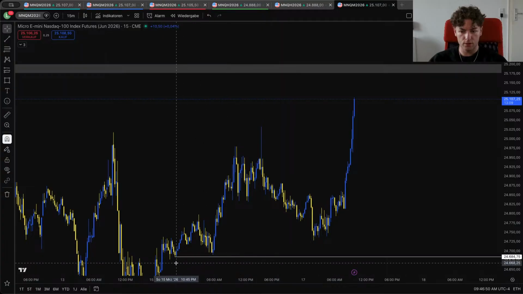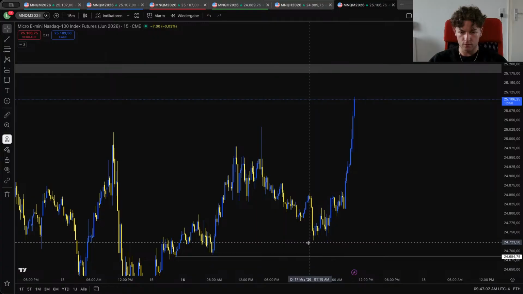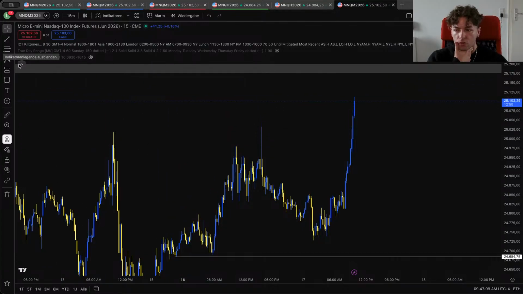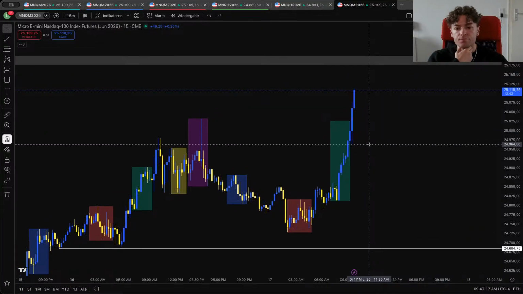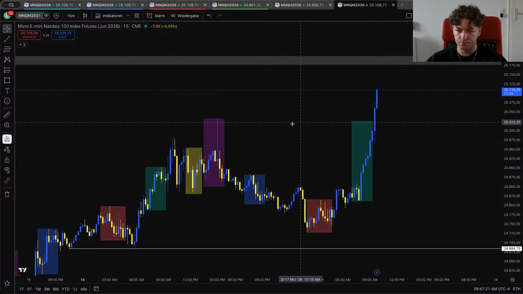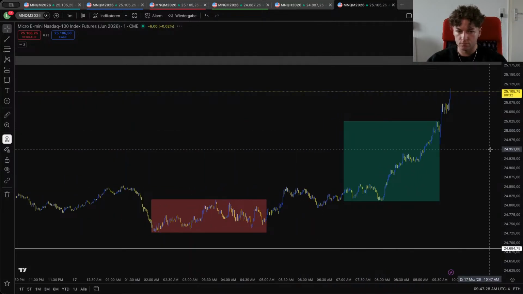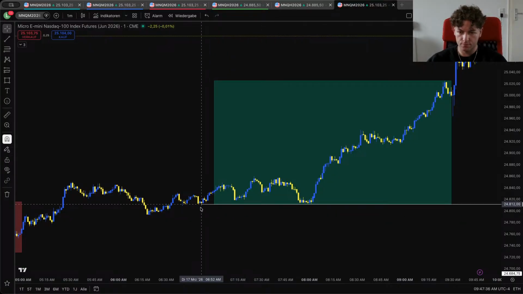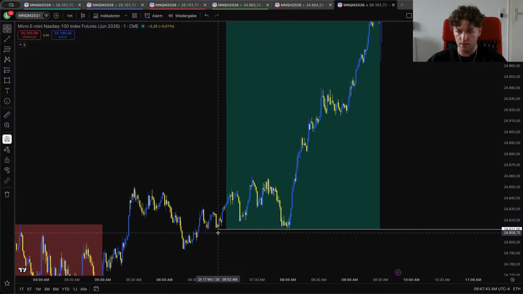So yeah, we have beautiful, relatively equal highs here. London low from Monday, and London low from today. So maybe let's just turn on the ICT kill zones. Okay, so yeah, pre-market relatively equal highs and lows. Beautiful sell side resting here, so that's more than obvious.